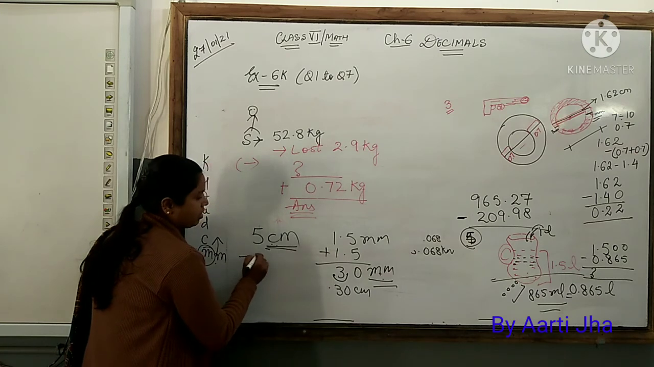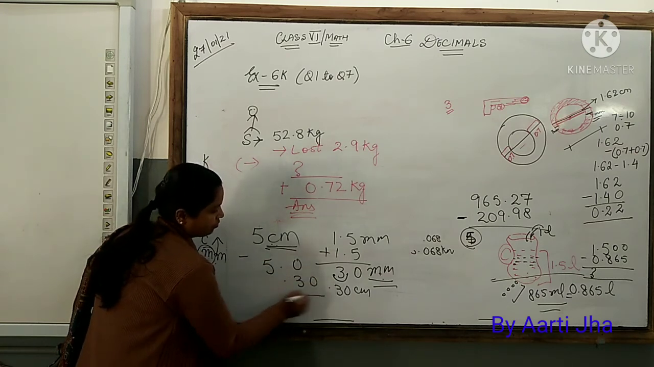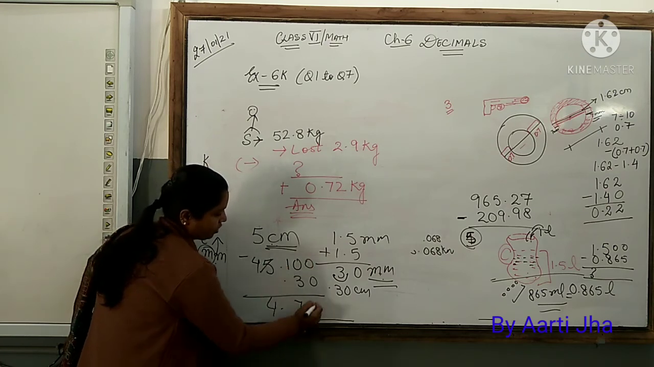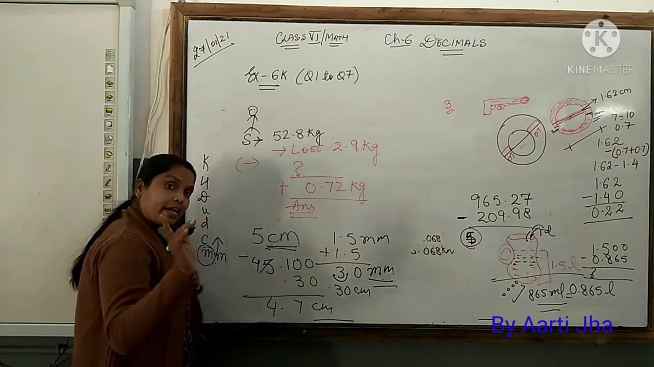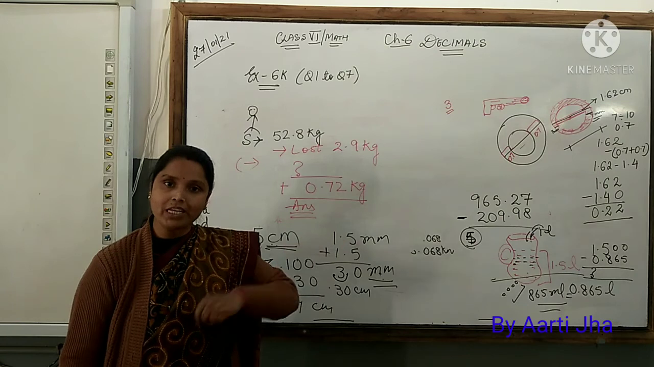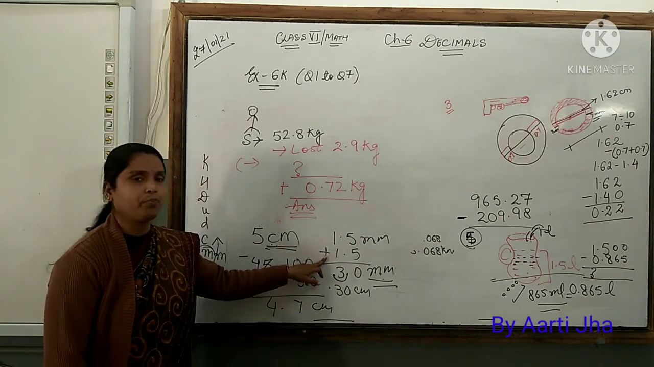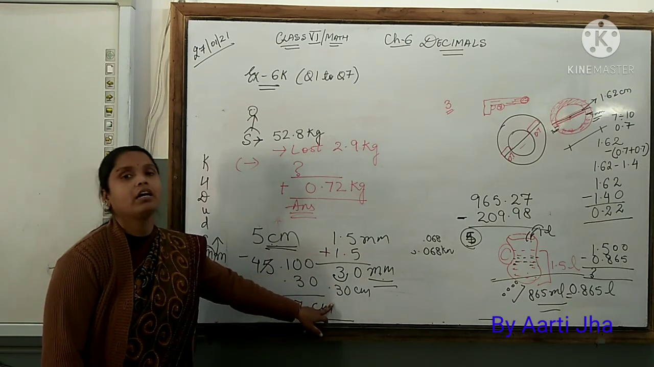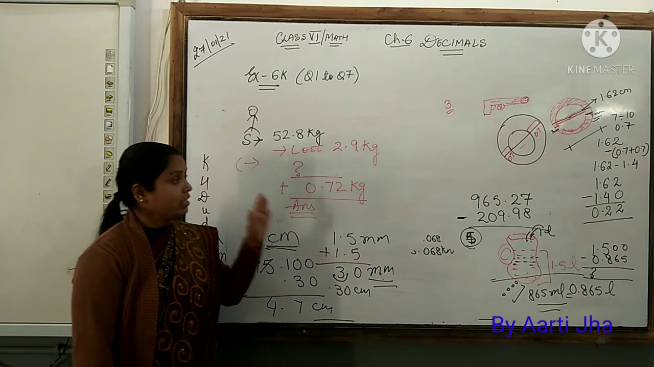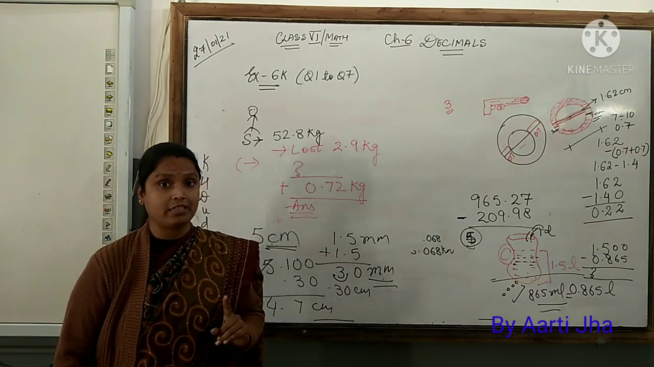Now subtract 5.0 minus 0.30. This is 0, take the borrow, becomes 4.7 centimeter. Why did I subtract? Because they are asking you the book without the cover. That means I am taking out the cover from both the sides. So one side is 1.5, second side is 1.5. Adding them up, change to centimeter and then do the subtraction. Okay, this is how you will be doing the 7 questions of this exercise 6K.